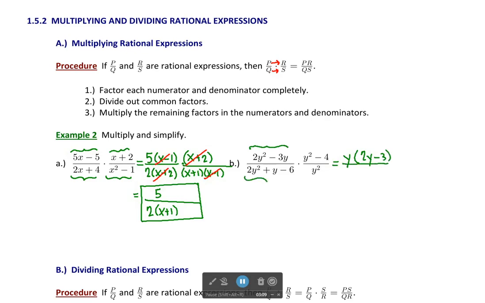Now, for our first denominator, we have a trinomial whose leading coefficient is not 1. So we will factor this with the trial and error method, anticipating two binomial factors. Now, because that first term has a prime coefficient, there's only two possible factors of 2, and that's 1 and 2. So I'm going to have a 2y in the first factor and a y in the second factor.